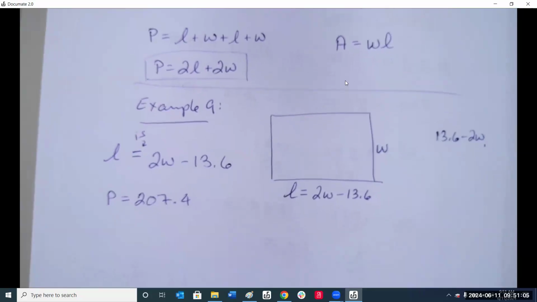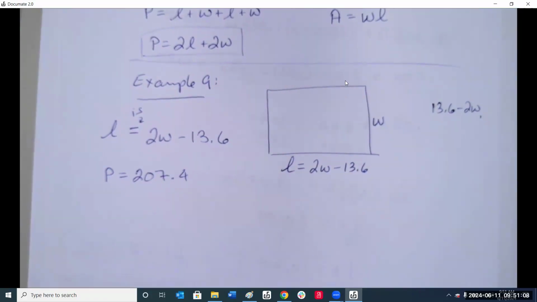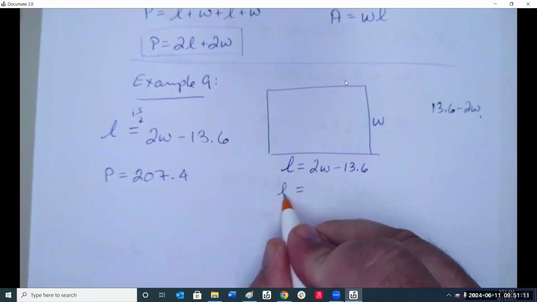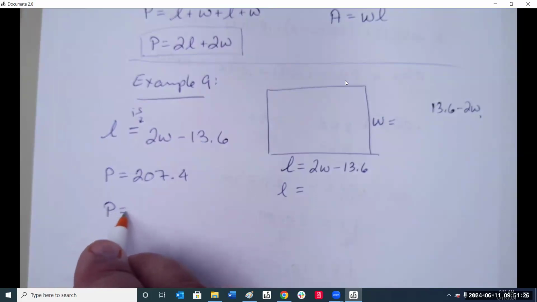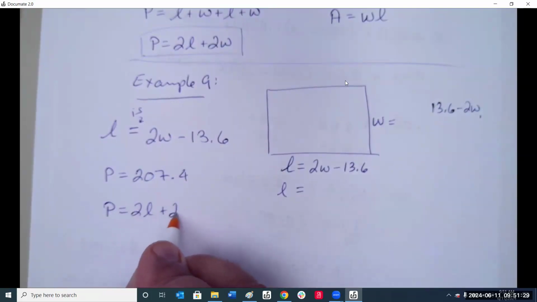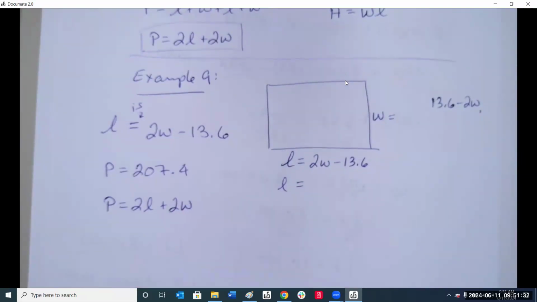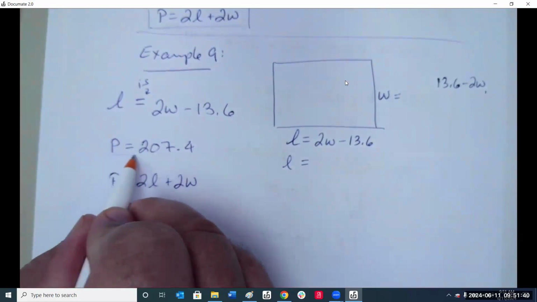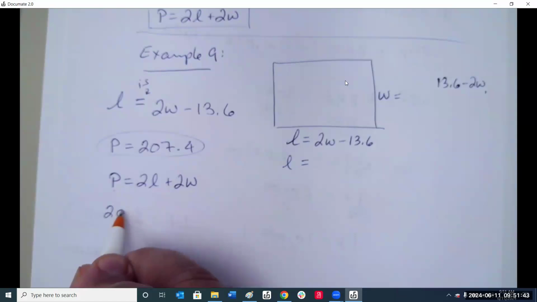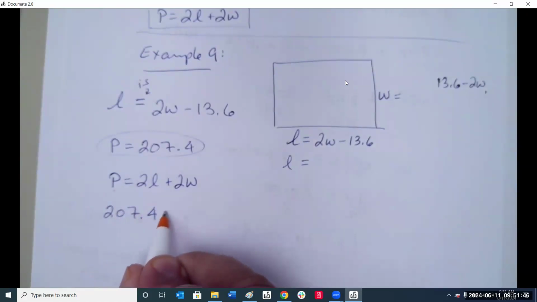So how do we solve this one? We're looking for the dimensions of this panel. Is there any formula we can start off with? The perimeter. The formula is 2L plus 2W. Do we know what the P is? Yeah, P is 207.4. So 207.4.